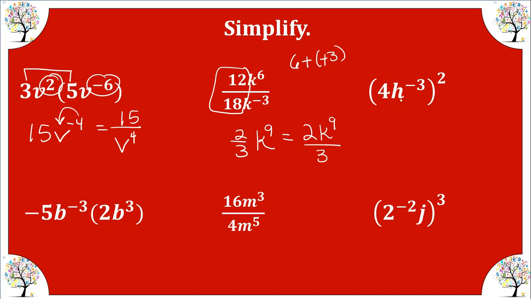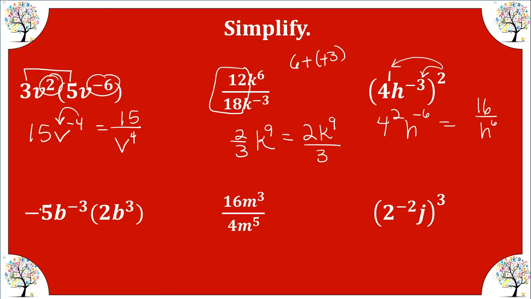Our third type is a power to a power. Every factor has an exponent, so write those in if they're not there. We're going to distribute the 2 to each exponent, and we have 4 squared h to the -6. We can evaluate 4 squared into 16, 4 times 4, and we're going to bring h to the -6 to the denominator, making it a +6.